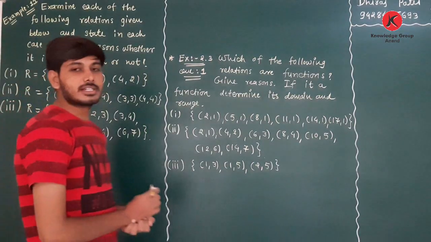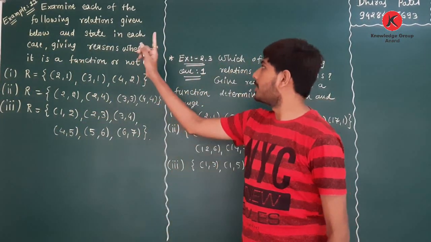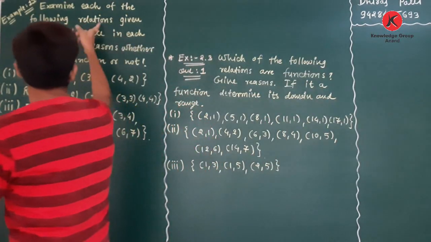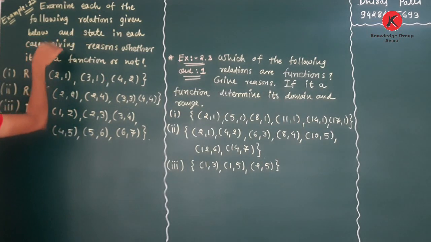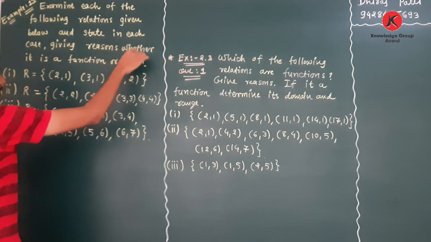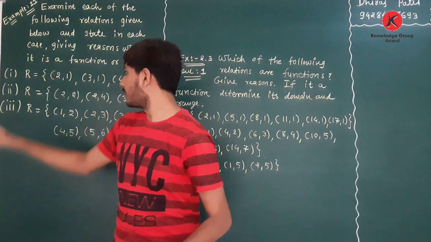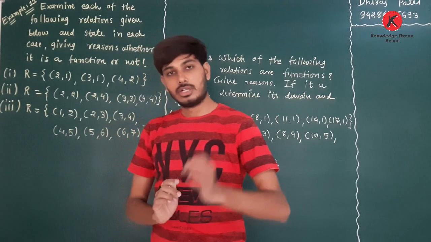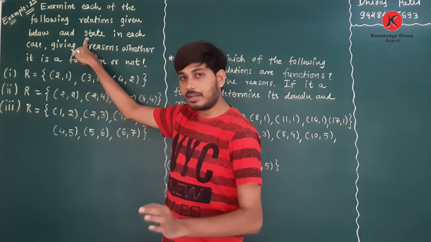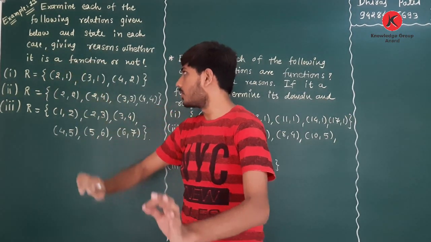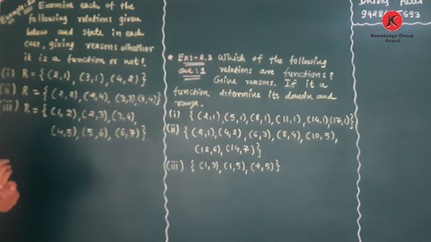Now we are going to discuss our next question, example number 11. Examine each of the following relations given below and state in each case, giving reasons, whether it is a function or not. You have to examine the given relations. Three relations are there. Then give the reason and say that it is a function or not. Reason સાથે તમારે એવું કહેવાનું છે કે આ ફંક્શન છે કે નહીં.